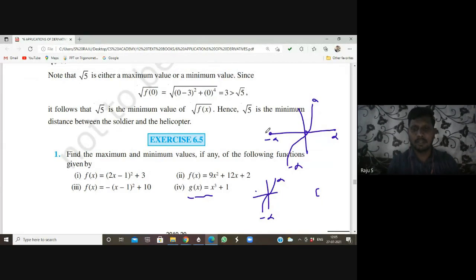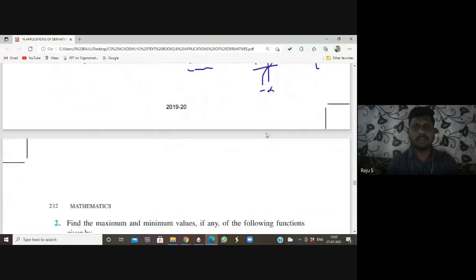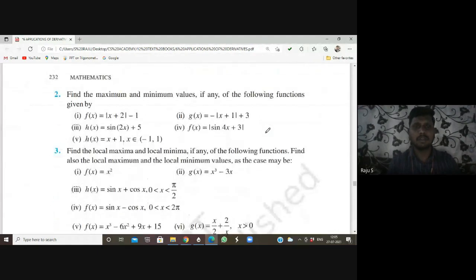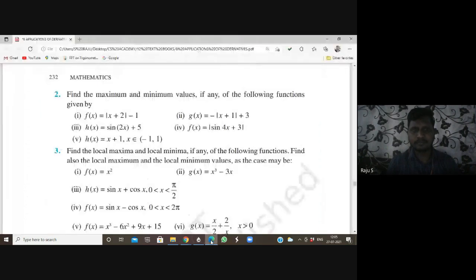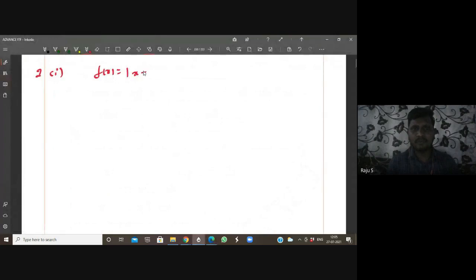Okay, then coming to the next one. Find the maximum and minimum values, if any, of the following functions given by. Second question, first subdivision: f of x is equal to modulus of x plus 2, minus 1.